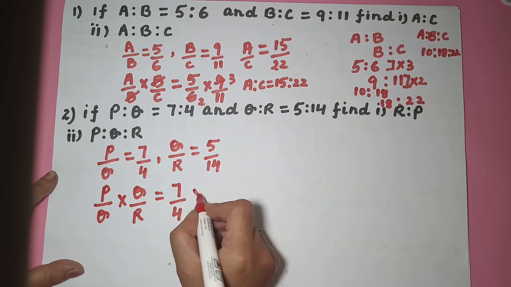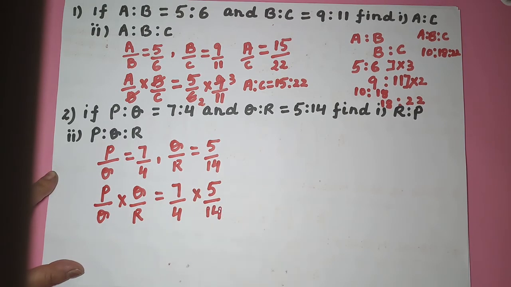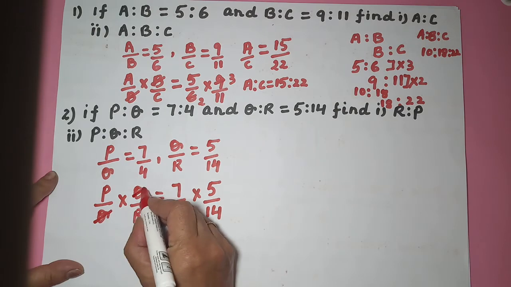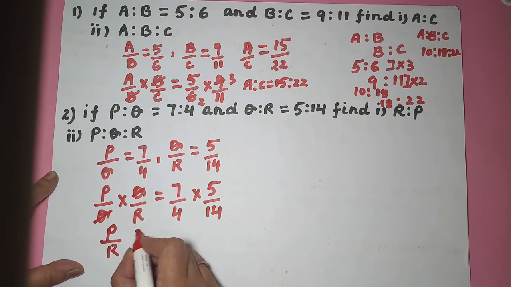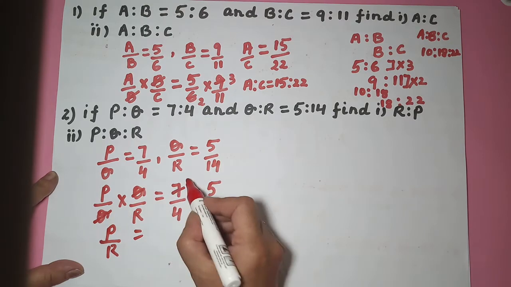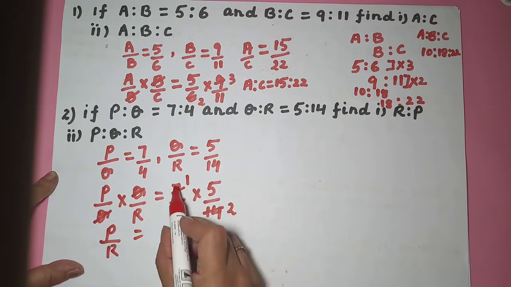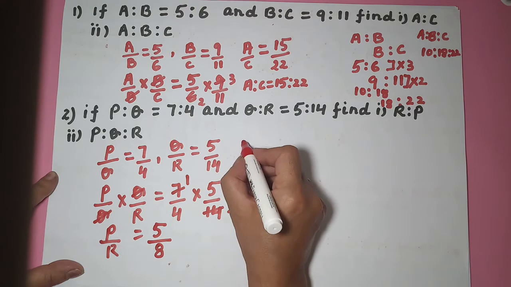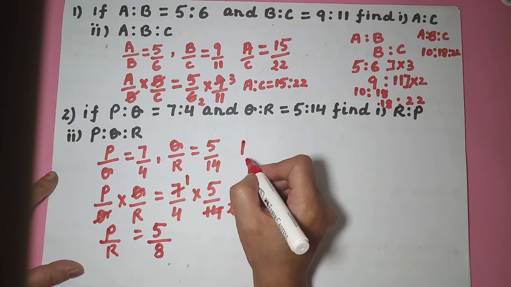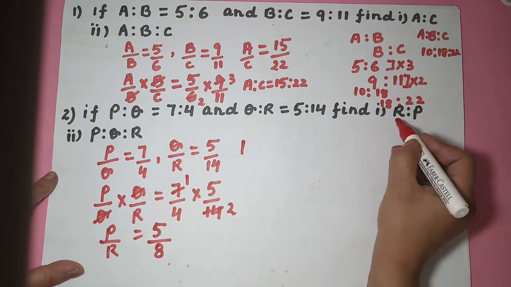So we will get 7 by 4 into 5 by 14. So what will happen? Q and Q will go. I'm getting P upon R is equal to, can we simplify this? Yes, 7 ones are 7 twos are. So finally I have got 5 upon 4 twos are 8. So what is my P? R is to P. Okay, he wants me to find R is to P.